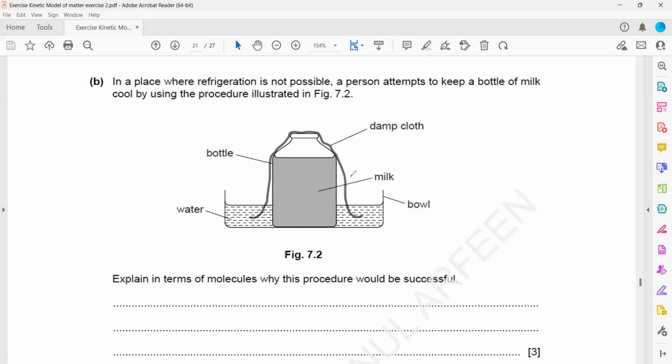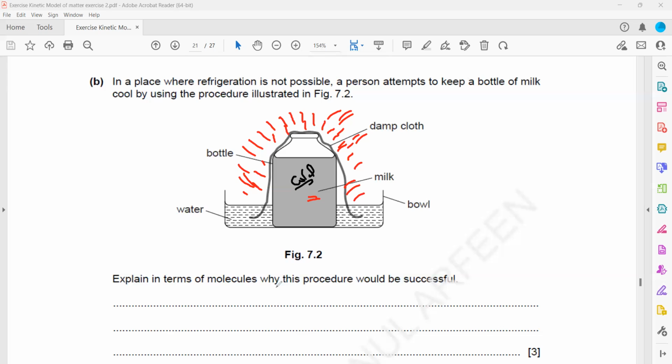Basically, the water particles in the damp cloth will absorb energy from their neighbor, from the surrounding. And what is the neighbor for them? The bottle of milk is the neighbor. So the most energetic molecules of water absorb energy from the surrounding and escape. As a result, the bottle of milk will remain cold. It's not like it will be refrigerated, but it will have a very low temperature, which will not allow bacteria to grow, or the rate of growth of bacteria will be very slow.